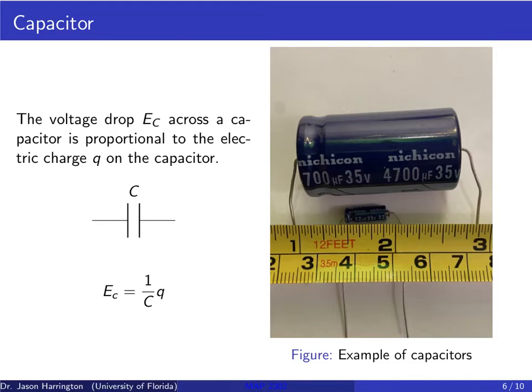So the voltage drop E sub C across a capacitor is proportional to the electric charge Q on the capacitor. And this is what it's going to look like on a schematic. Basically, the concept of this one is it's going to hold a charge. And over here, when you look at the examples that I have, you see that typically it's just written on the side. Now in this class, you'll want to put everything in terms of farads. So our units in this course will be the farad.